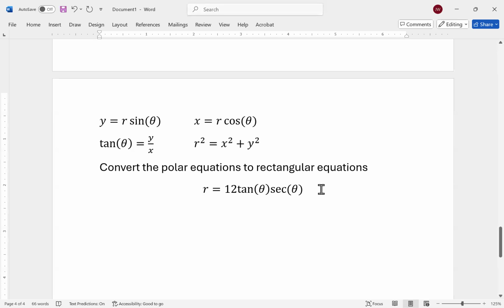Again, one way to do this, not the only way, is to leave tangent of theta alone and replace secant with 1 over cosine of theta.